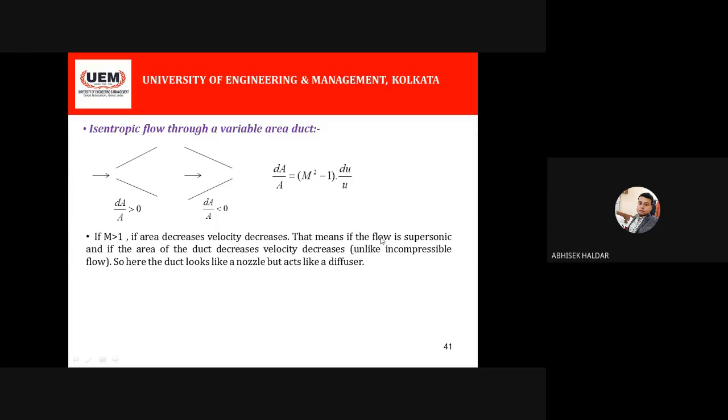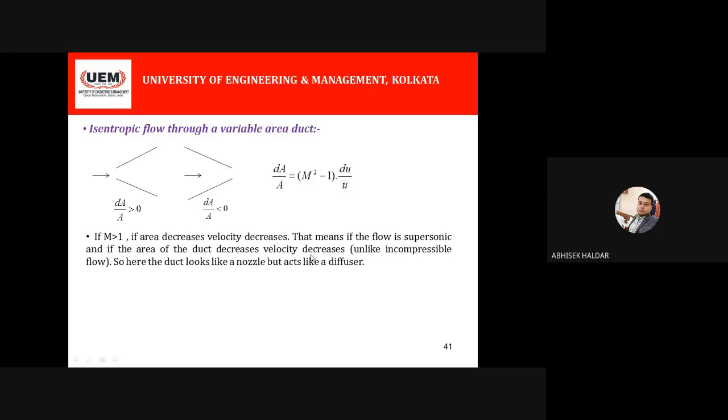That means if the flow is supersonic and if the area of the duct decreases, that means if it is converging, then velocity decreases. Velocity decreases means it is a diffuser, not a nozzle. By concept, what is a nozzle? Nozzle means my velocity should increase at the expense of pressure. But here it is a convergent duct.